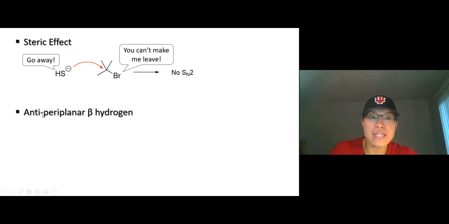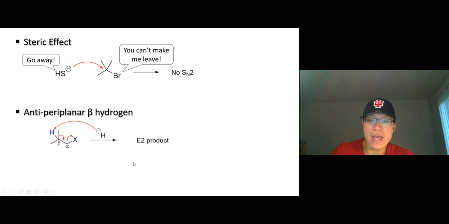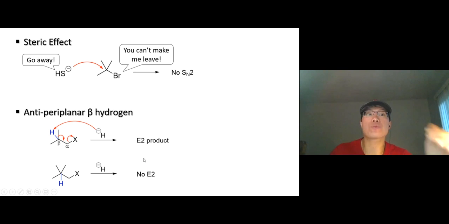Now, the anti-periplanar beta hydrogen allows you to do an E2. It looks something like that. That's an E2. If your alkyl halide doesn't have a beta hydrogen, you cannot do an E2 there. There's no E2 product there. You're going to get no reaction. That's what we're looking for. We look at the steric effect first, and for the elimination, you look at whether it allows E2 to happen or not.